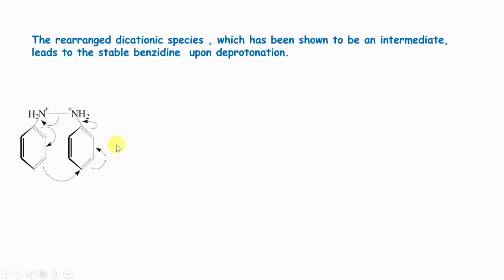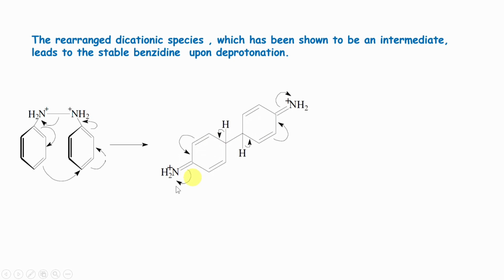You can see it is the dicationic species which rearranges like this by shifting this bond to a bond in between nitrogen and carbon, and then pi electron shifts like this. By this rearrangement, you will get this dication, and from this dication, deprotonation takes place like this, followed by aromatization, forming this benzidine.